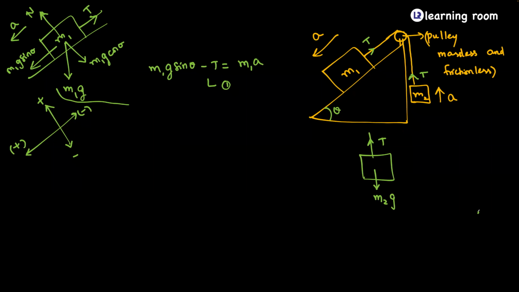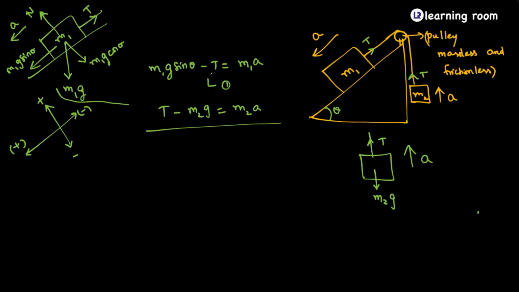Now the next question is, in this direction, if the system is accelerating, how should I write the mathematical equation in this case? Which one is dominating? T minus M2G should be equal to M2A. T minus M2G should be equal to M2 into A.